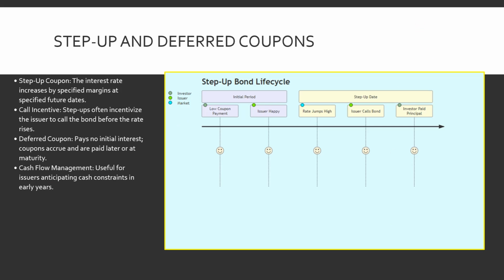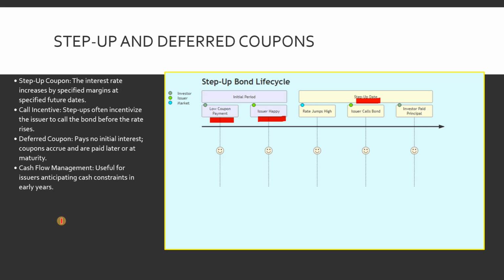For example, if you see here, the life of a step up bond, in the initial period the investor receives the low coupon payment and the issuer is happy with the low cost in this scenario. As we approach the step up date, this is the step up date, as soon as you approach, the rate jumps high. This triggers the issuer to call the bond to avoid the expenses. The journey ends with the investor being paid principal, showing how the structure forces an early exit in this scenario.